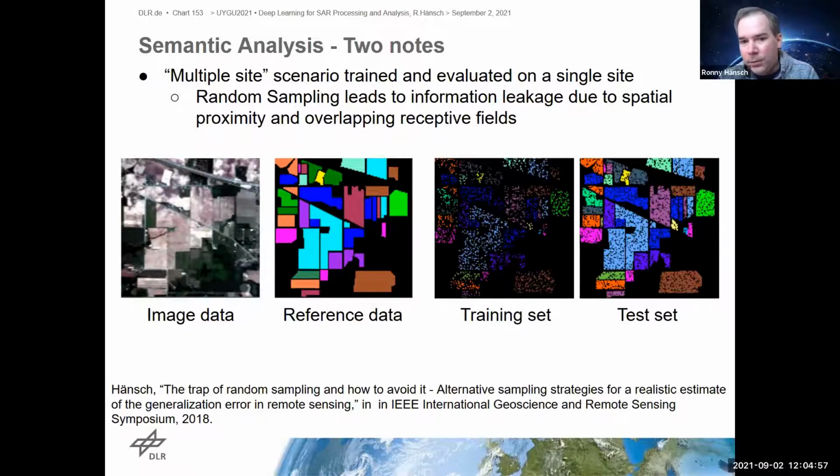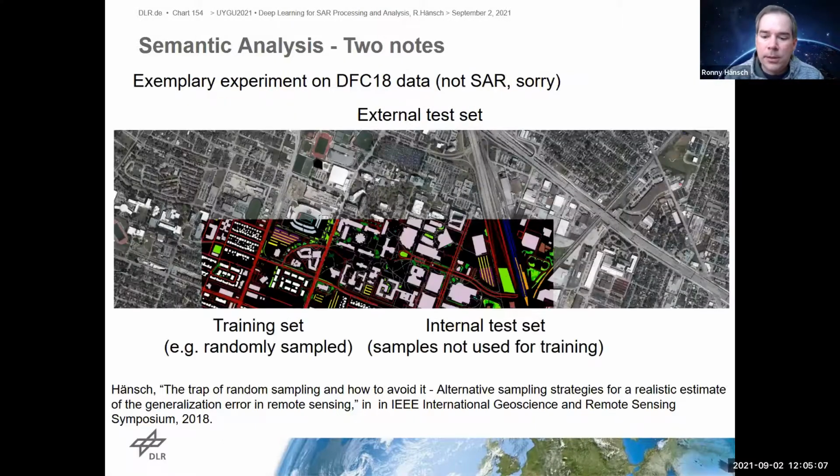Now in your application though, you apply your trained neural network to a different area. So there you don't have this correlation going on anymore, and then the whole thing will fail, right? So this is really, really dangerous. And I showed this at the last IGARSS on this data set, just as an example. It's from the Data Fusion Contest from 2018, where we have reference data in the small area here. So here I can sample my training set, and I use the rest of the samples that have not been used for training as my internal test set. And then I also have reference data outside here, which I refer to as the external test set.